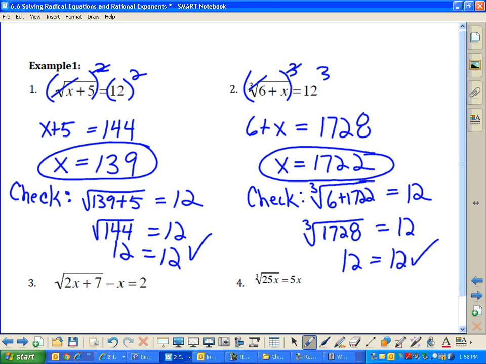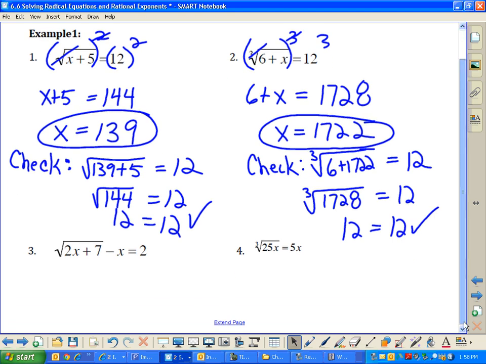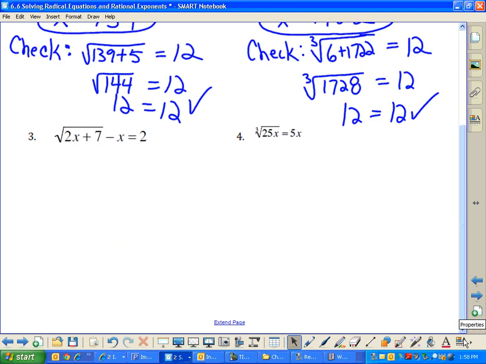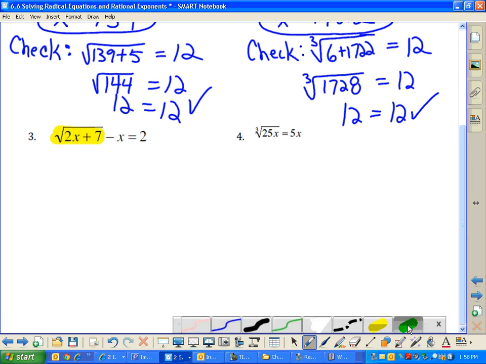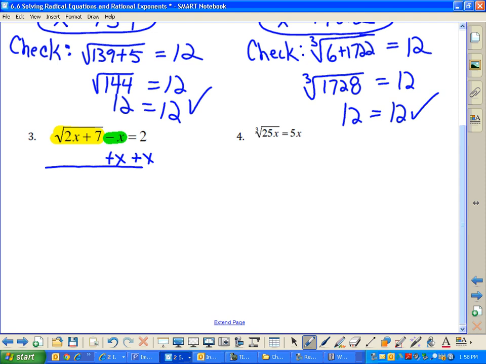Questions about 1 or 2? So now we make it a little bit harder. Let's go down to 3 here. So for number 3, I see that I would try to isolate the radical first. And if you'll notice, here's my radical expression, and it is not isolated. It is not by itself. It has a little creeper right next to it. There's minus x sitting there. That minus x can't be there. I have to isolate that radical. So I'm going to add x onto both sides. So I have 2x plus 7 is my radicand, and then that's equal to x plus 2.